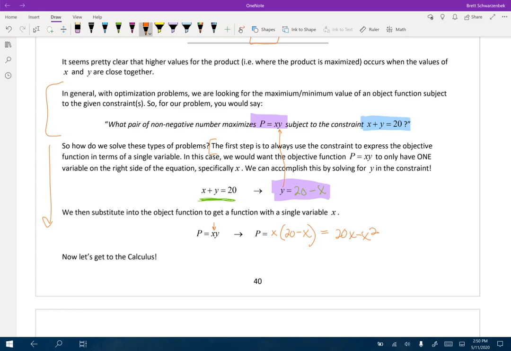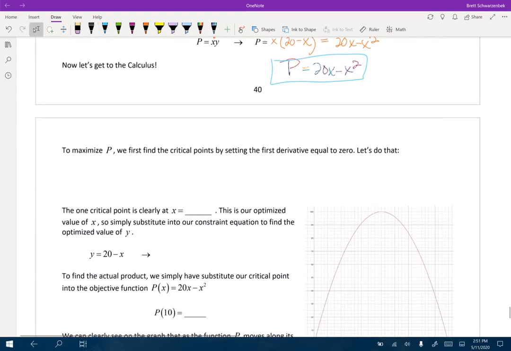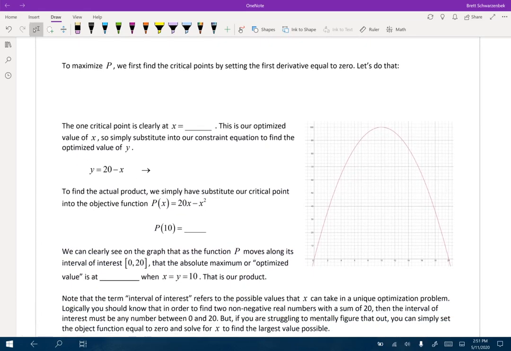Okay, so this equation right here, p equals 20x minus x squared, I'm going to rewrite it just for emphasis. P is equal to 20x minus x squared. Boy, that's colorful. This is essentially our new version of our objective function. This is the function that not only takes into account that we need a product, but it also takes into account the objective function and the constraint. So this formula is what we're going to move on to because now we can apply the calculus.